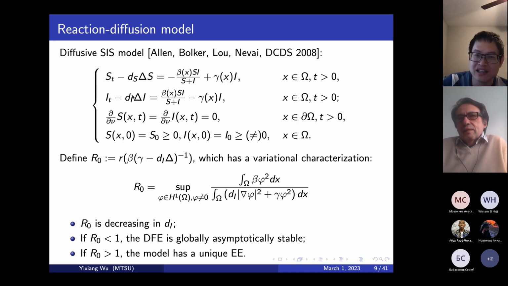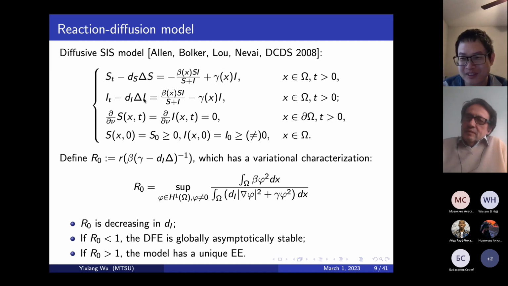However, if you send DI to 0, more interesting stuff will happen. We can show that if DI goes to 0, your I component may converge to some Dirac delta measure. That means the infected people may just concentrate at a single point. So yeah, this is also very interesting.